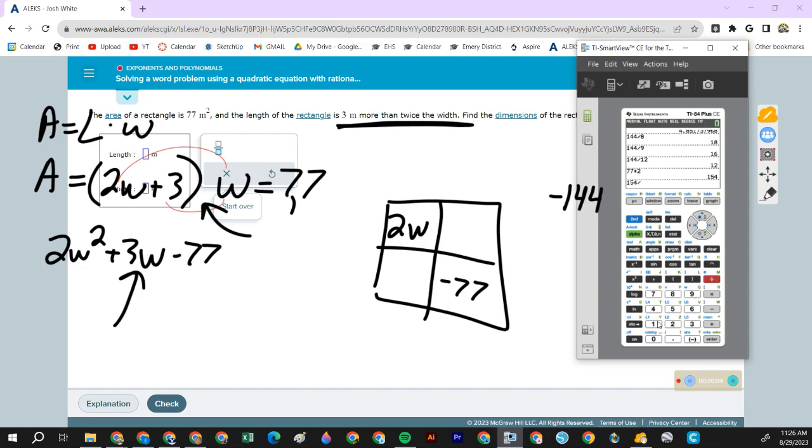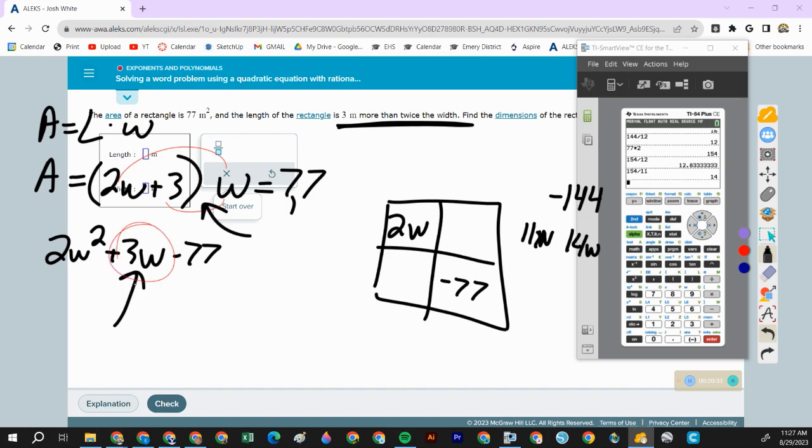154 divided by 12. Didn't work. 154 divided by 11. There it is. 11 and 14. So I know it's 11w and 14w, but one of them needs to be negative. Which one? I want to build a positive 3, so the 11 has to be negative.